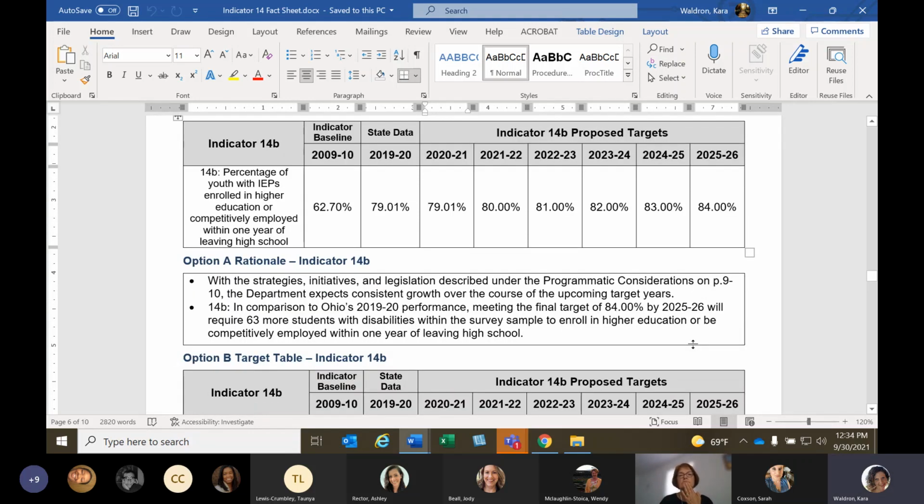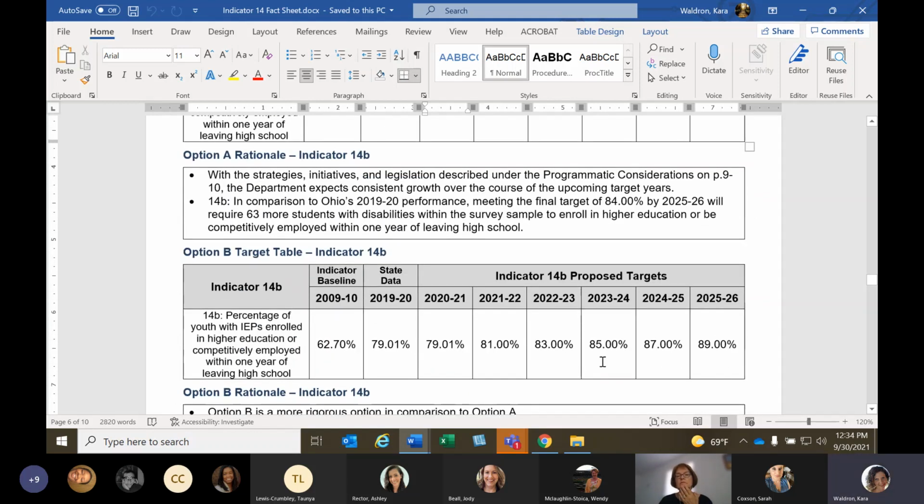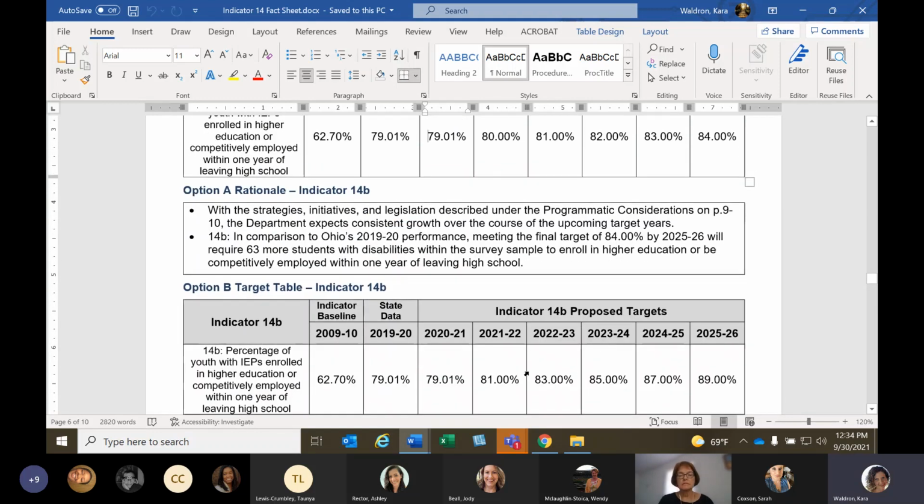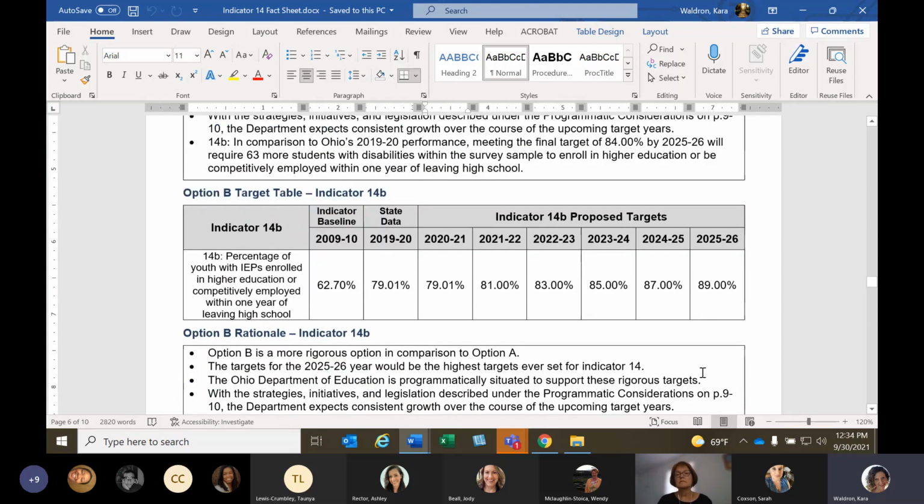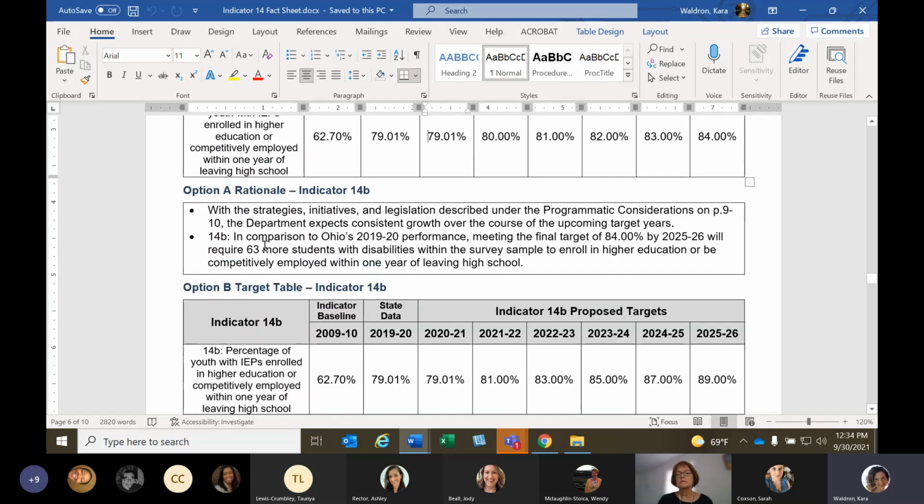By comparison, option B has just more growth, right? So it would be looking at this. Yep, it starts earlier and just increases by 2 percentage points, then ending at an 89% in the final year. So by comparison, that would require 105 more students versus 63 for option A.